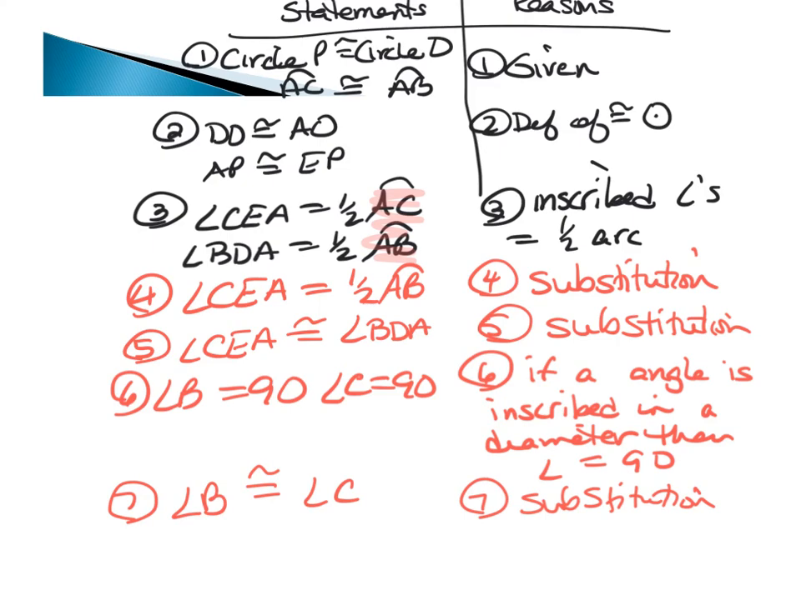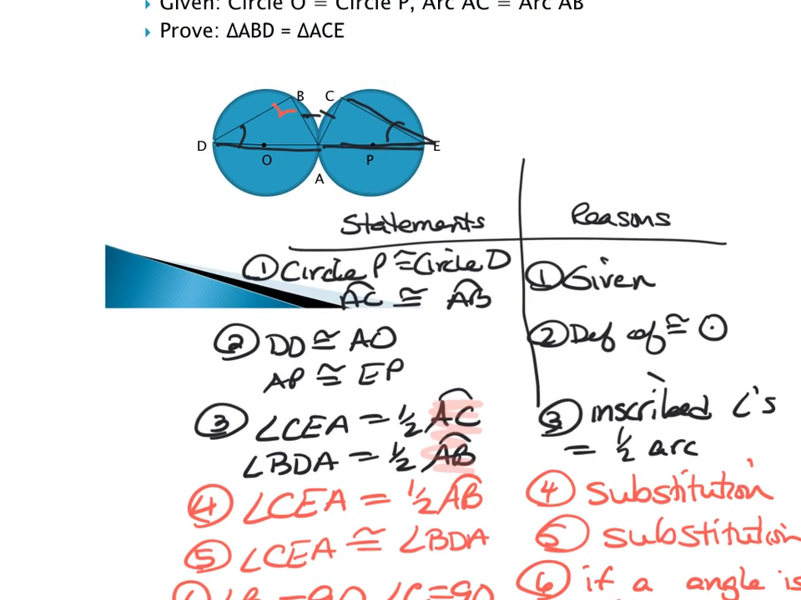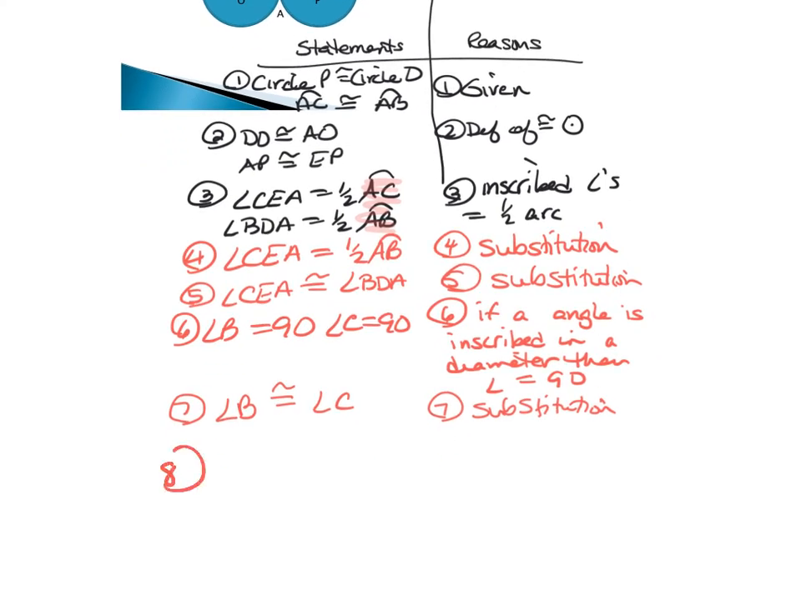And now I have enough information. So now I have the right angles marked, and I also have the angle marked. So now I can say that these triangles are congruent. Triangle ABD is congruent to triangle ACE, and my reason is angle, angle, side.